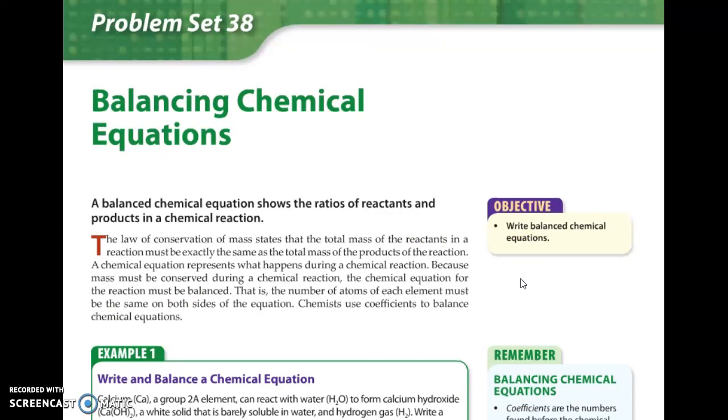So we have some more writing balanced chemical equations. A balanced chemical equation shows the ratios of reactants and products in a chemical reaction. The law of conservation of mass states that the total mass of the reactants in a reaction must be exactly the same as the total mass of the products of the reaction. A chemical equation represents what happens during a chemical reaction. Because mass must be conserved during a chemical reaction, the chemical equation for the reaction must be balanced. That is, the number of atoms of each element must be the same on both sides of the equation. Chemists use coefficients to balance them.